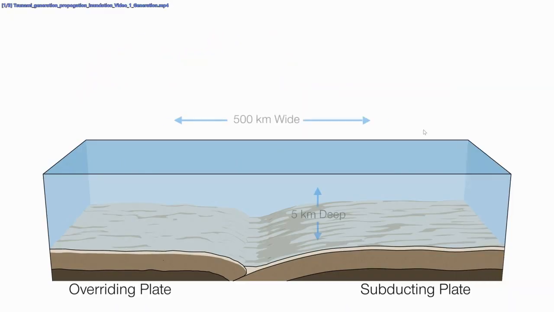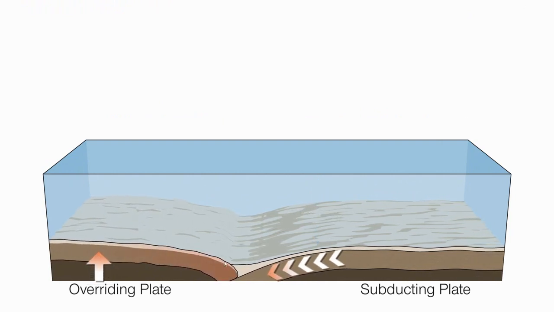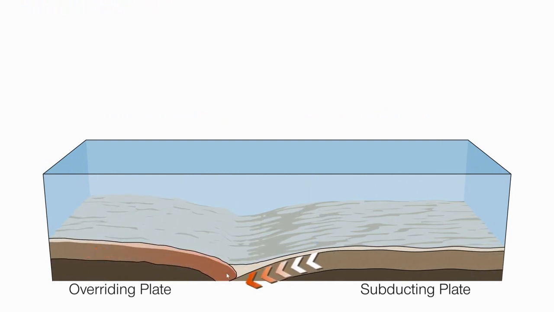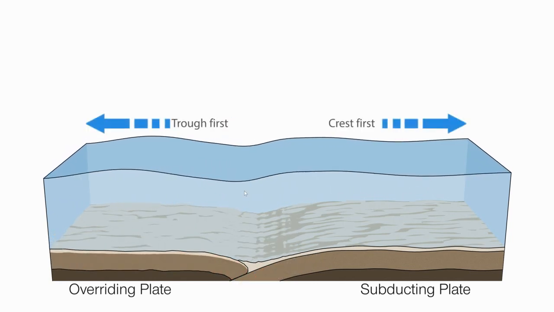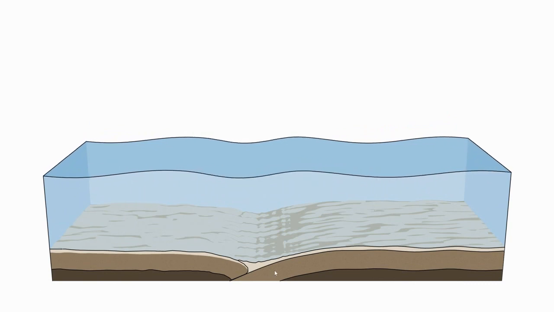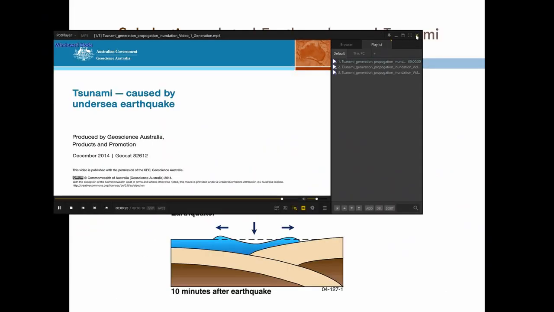So these are both oceanic crust. We can see there's buckling, because they're stuck together, and that can only last so long. We get an earthquake, which pushes water upwards. Thanks, Geoscience Australia.